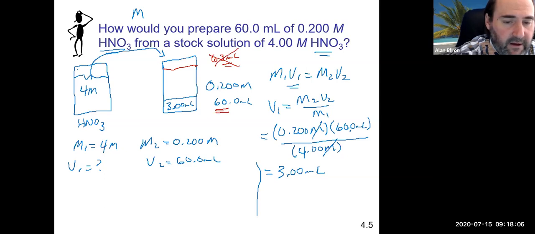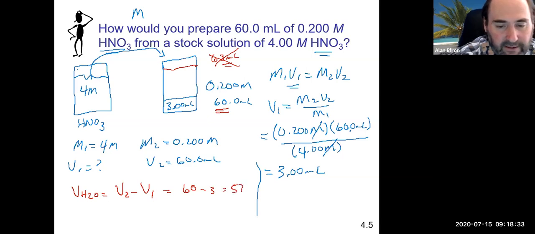So a very common question that's asked in dilution problems is, how much water should you add? I've already put in there 3 milliliters. I want a total volume of 60. So usually to find out the volume of water, which is a very common question, you take the second volume minus the first volume. And in this case that would be 60 minus 3, which means I need to put in there really 57 milliliters of water.